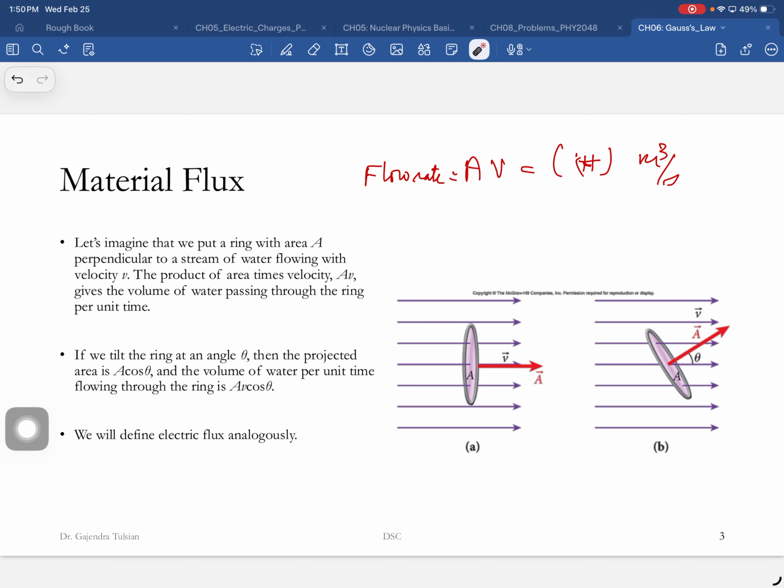Now, what happens if this area is held like that? What is the flow rate now through this ring?